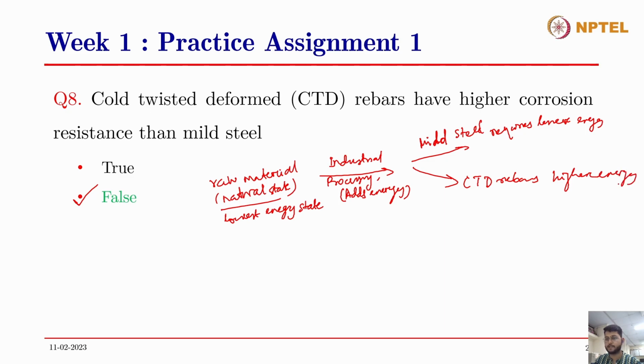Once something has a higher energy state, it will want to come down to its lowest possible energy state, and therefore the material that has a higher energy state will have a high risk of corrosion. That is, in this case, CTD rebars are more prone to corrosion. Apart from this, we have also seen in the lectures and in different books that the inclusion of more carbon in the steel will also reduce the chloride threshold, and hence the corrosion resistance is also reduced.